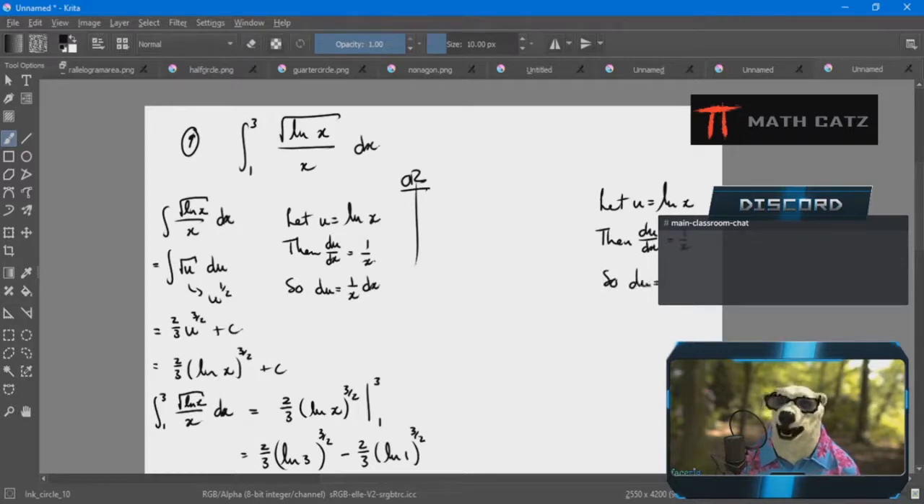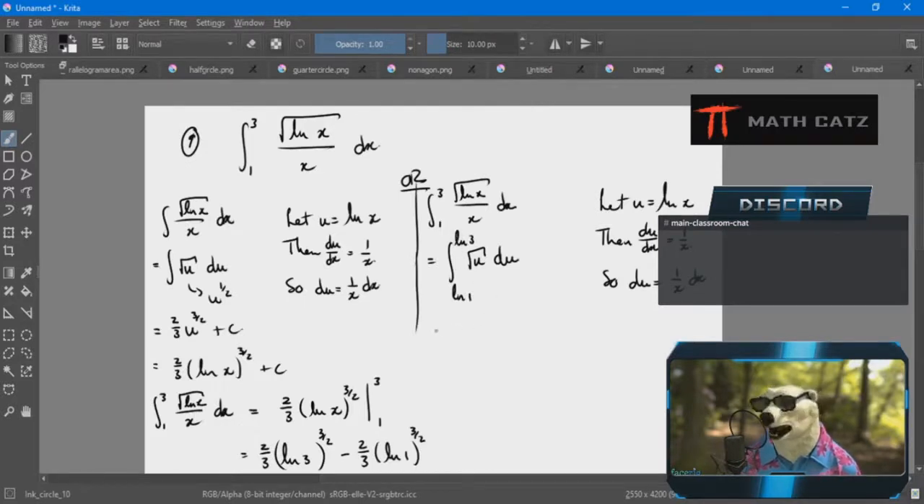I'll just write it down again. Then I see, oh, there's no adjustment necessary. I'm good to replace this completely as, again, root u du. But now the 1 and the 3 refer to x, so I'm going to have to replace them as well. The bottom one is going to be log of 1. Top one is going to be log of 3, which you can keep like that or use a decimal, do whatever you feel comfortable with.